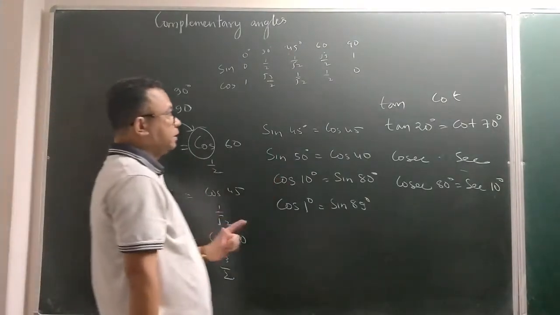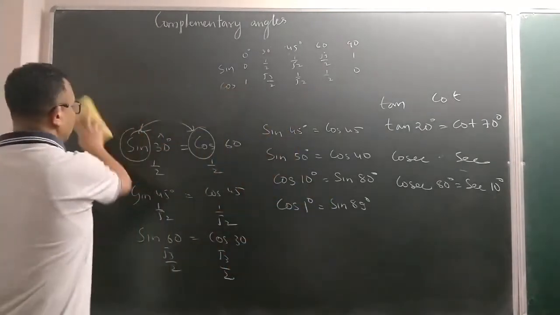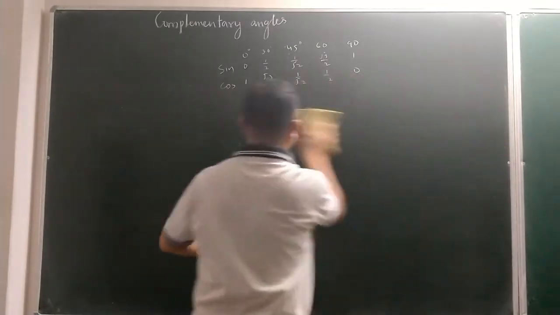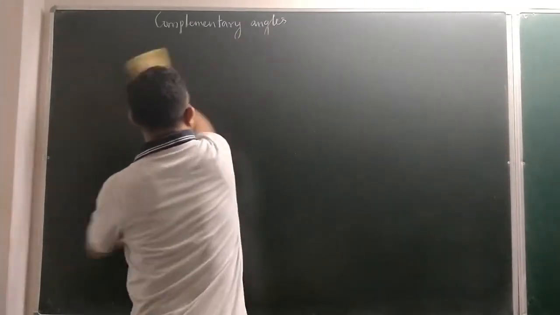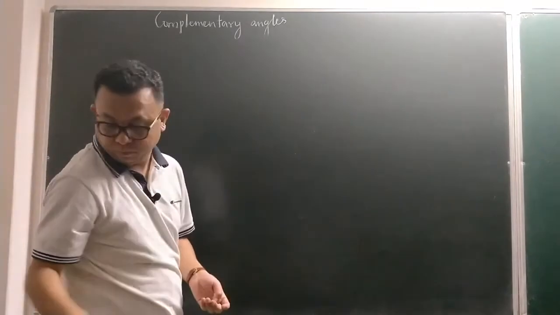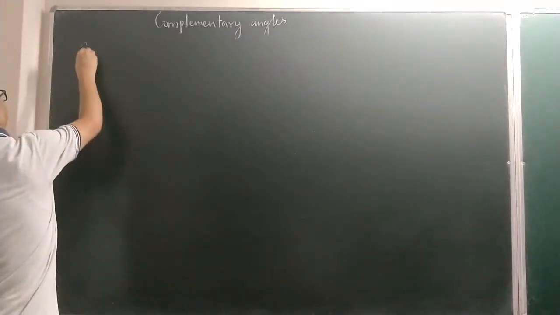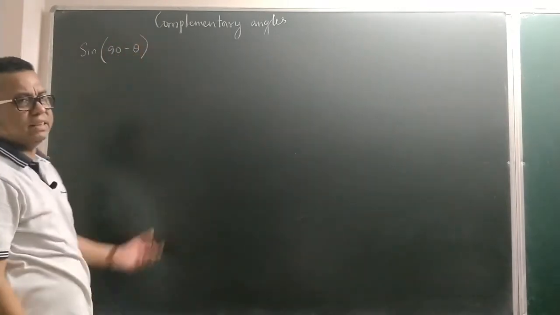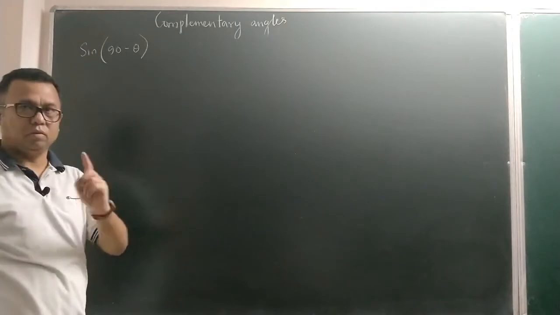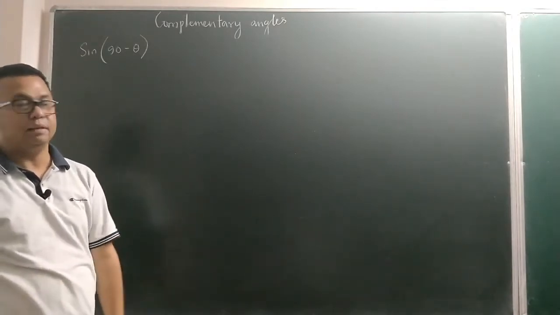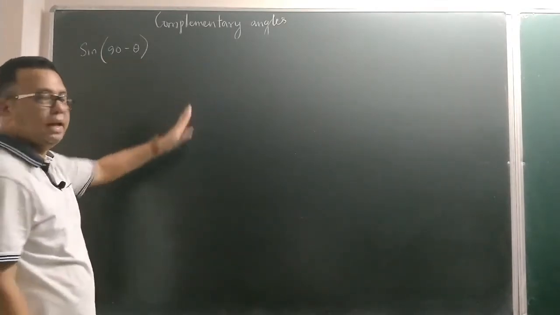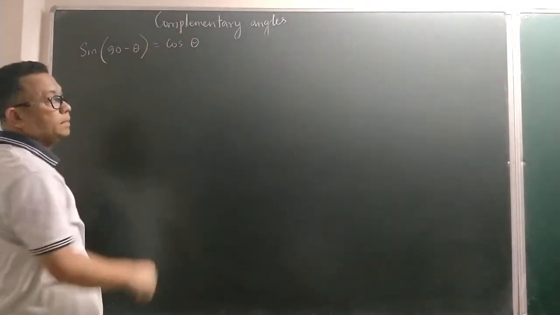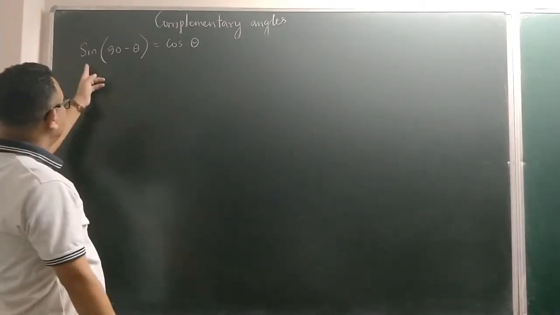Alright, what you have learned just now, let me give you in the form of a formula. Sine 90 minus theta. If you like you can take it as theta. Theta is any angle, but this angle is acute. Acute means less than 90. Sine 90 minus any angle is always equal to cos of that angle. Sine 90 minus theta.